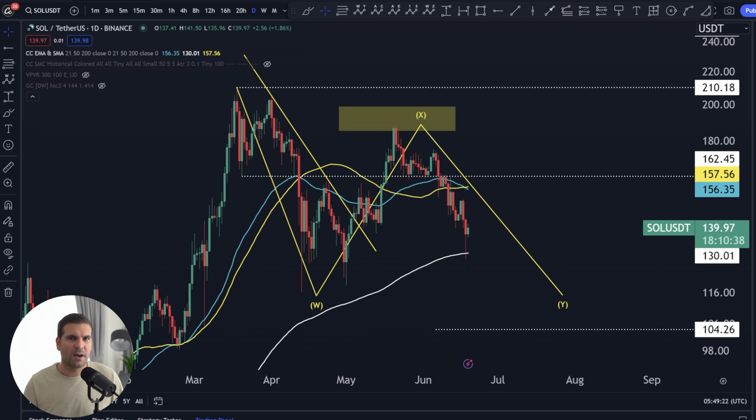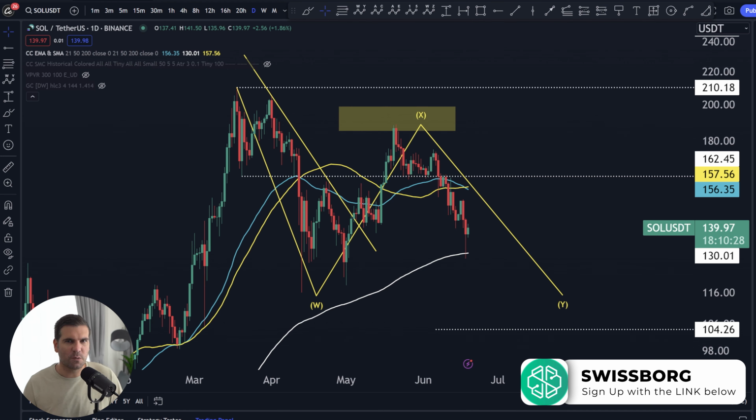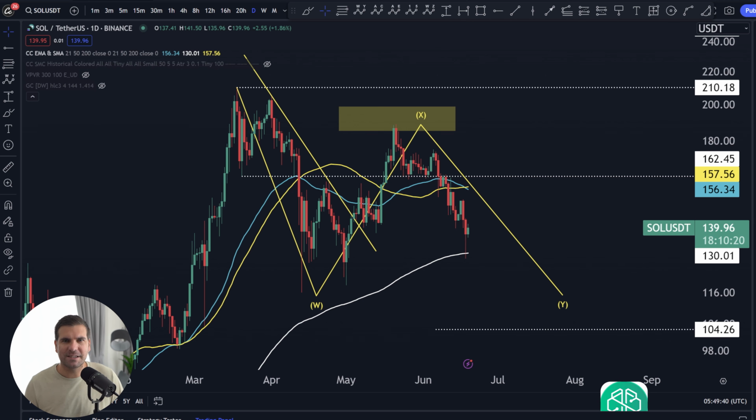Okay guys, here we have the one-day chart for Solana, and we're using Binance as our data source. Now, if you're into technical analysis, this is going to be a real treat for you. First up, let's talk about those crucial moving averages. The white line coming through the chart here is the 200-day exponential moving average. It's a fantastic tool for identifying the long-term trends.